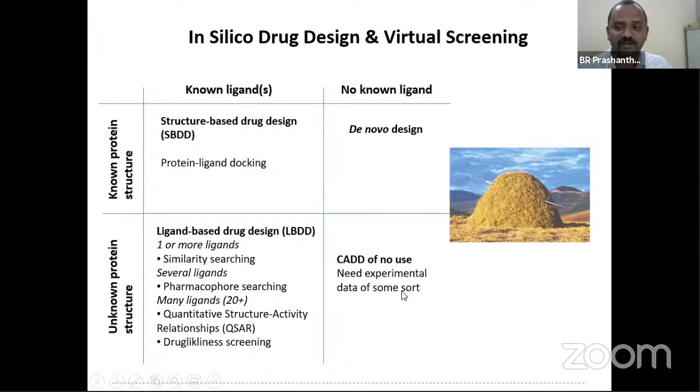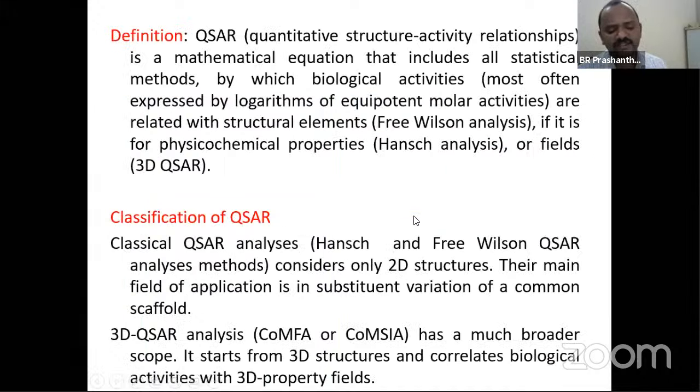But still it also expects some kind of data from the high throughput screening data like that. Okay, so that is why we say that in general CAD is of no use if you don't have any data. We need some kind of data to analyze, and we can build some hypothesis based on the particular data.